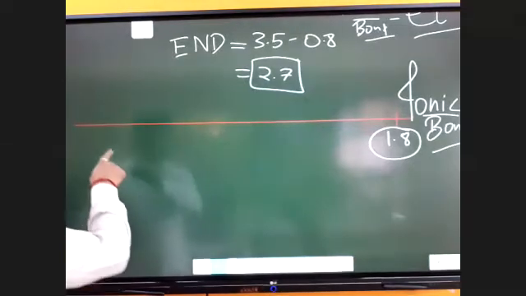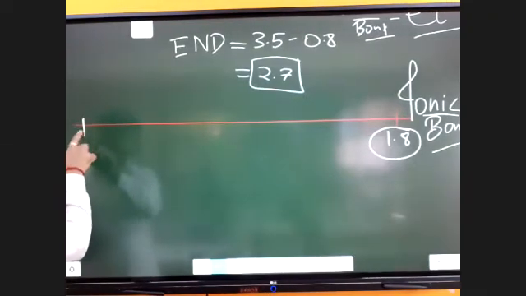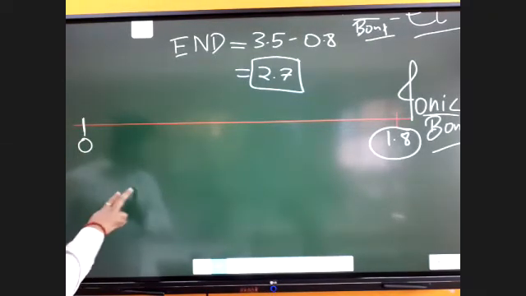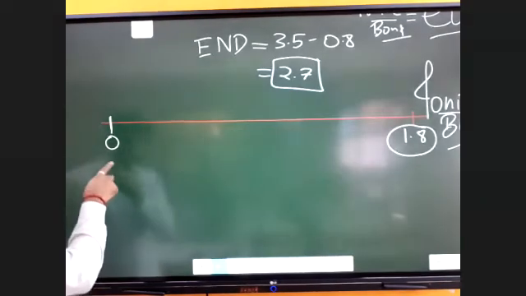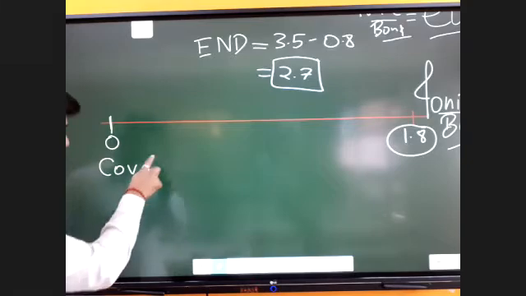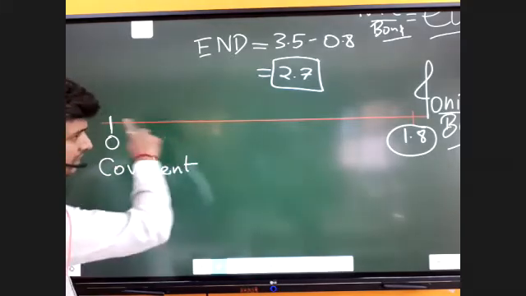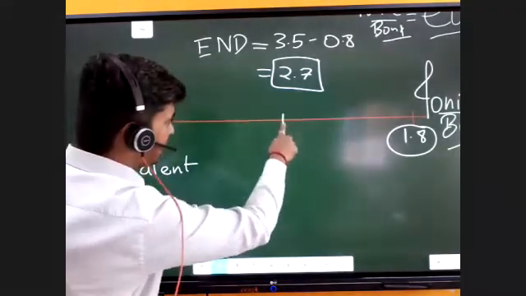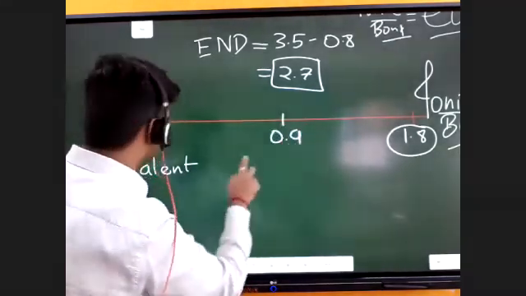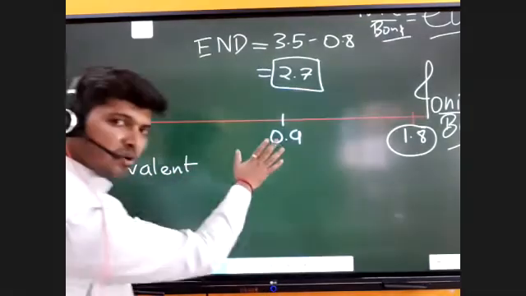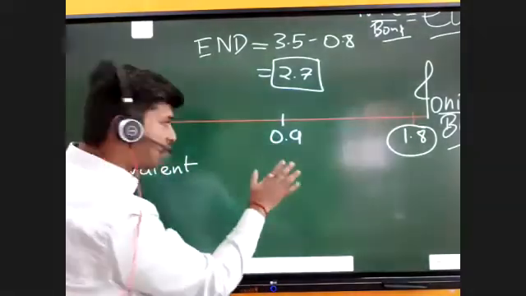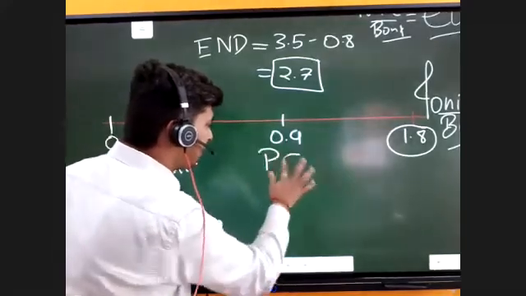So now if your END is 0 or close to 0, then what's going to happen? The bond which is going to be formed is covalent bond. So this is the END scale, ladies and gentlemen. By looking at the END scale I can tell that if it is near 0, the bond formed is covalent bond, and if it is near 0.9, the bond formed is going to be polar covalent bond.